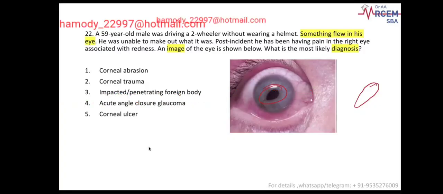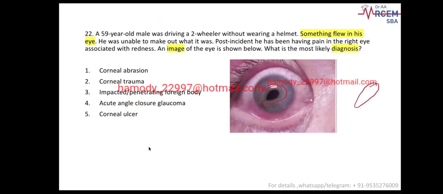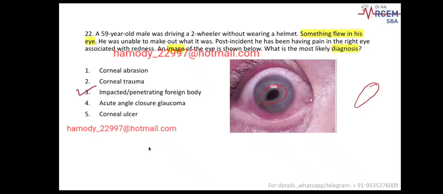The picture is suggestive of an iris prolapse, usually seen because of a penetrating injury by a foreign body. So, impacted or penetrating foreign body.